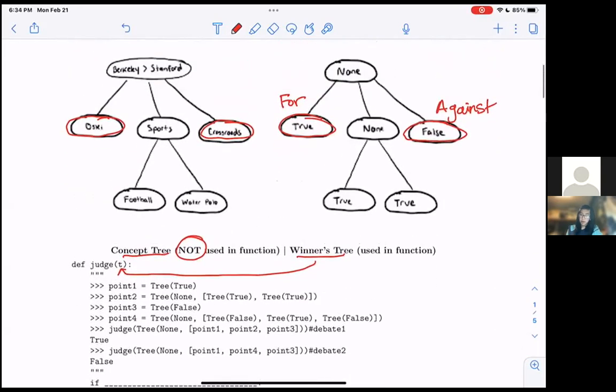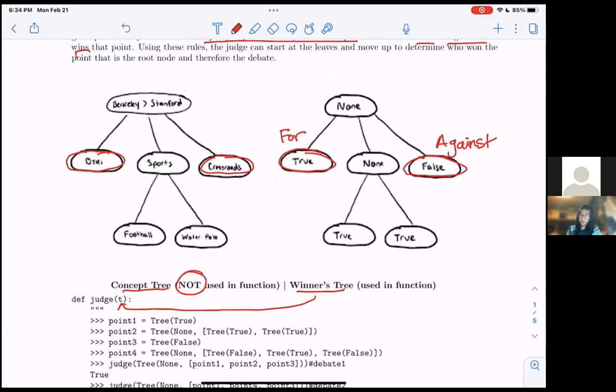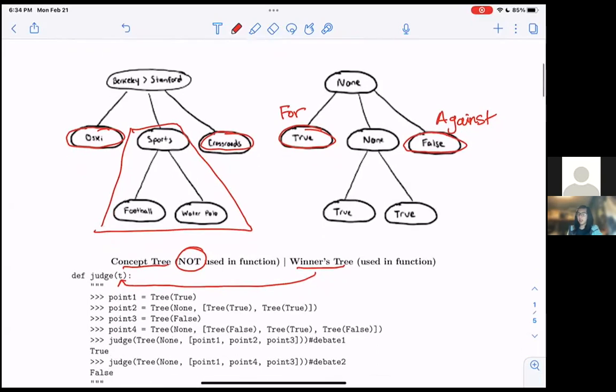Another thing to note about this particular example is that we can see there's a sports subtree here that itself contains multiple subpoints. So keep that in mind as we are thinking about implementing the judge function, that we won't always have straightforward leaf nodes where we can see immediately who has won that particular point.